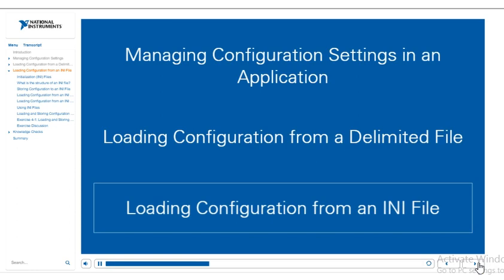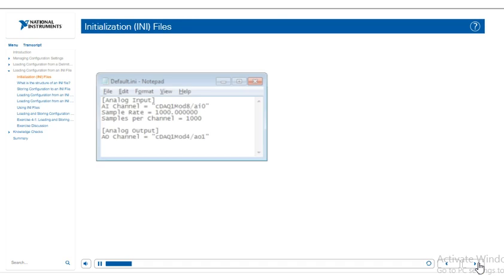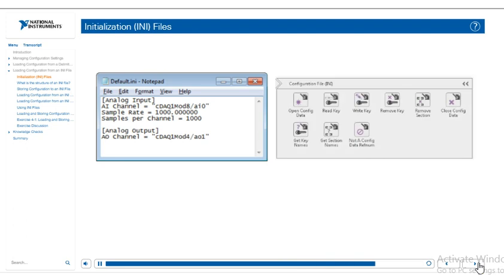In this section, we will discuss how to load configuration settings from an INI file. Initialization, or INI files, use a predefined format to store values. To create, read, or modify an INI file, use the nodes found in the configuration file palette.